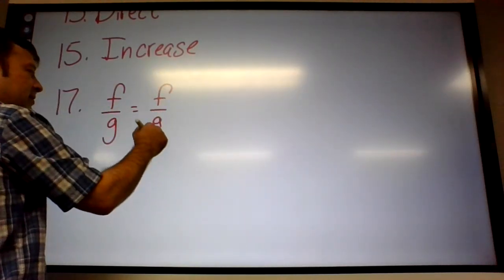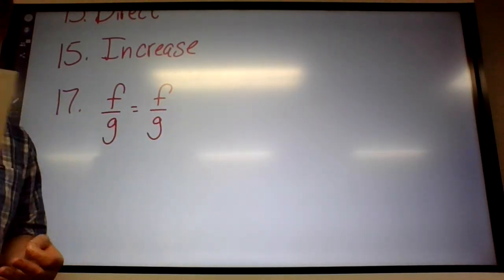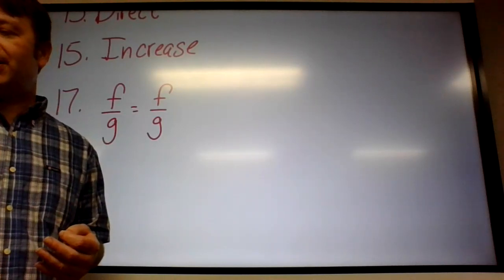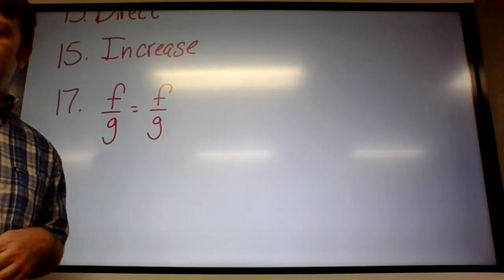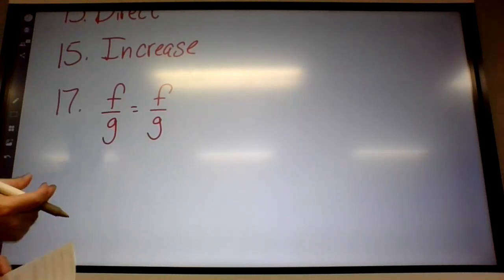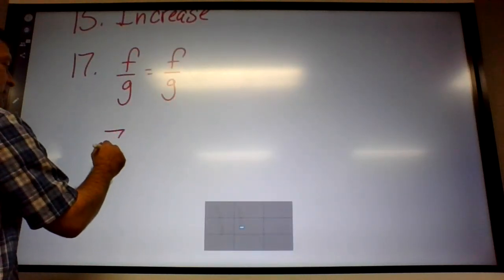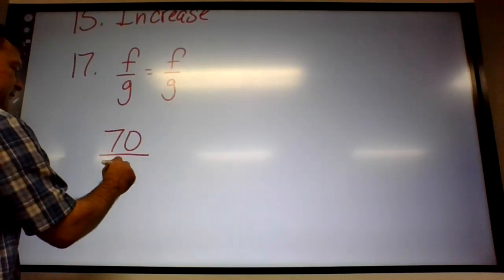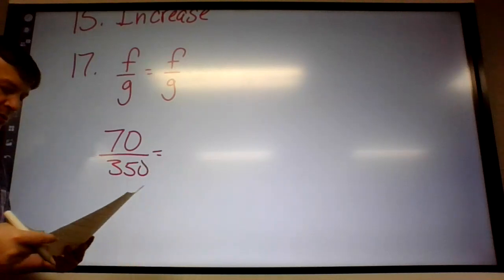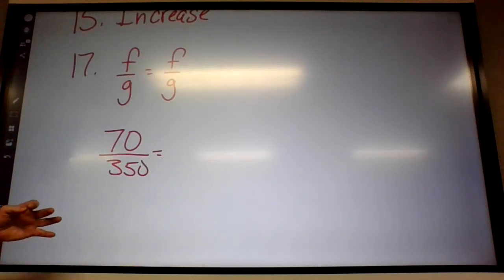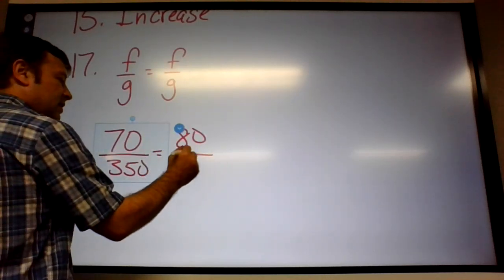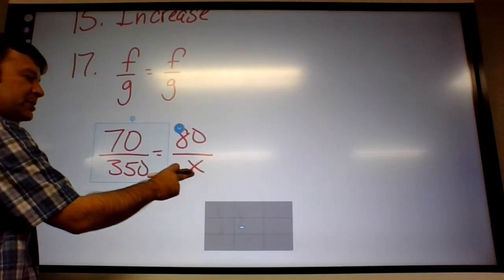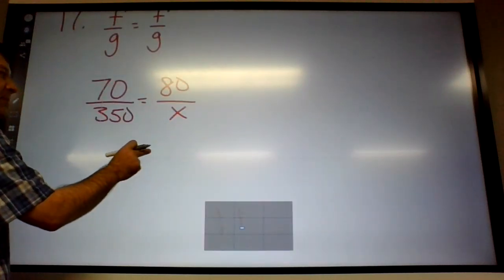What did they give us? Pulse rate and milliliters of blood: 70, 350, and 80. It's 70 over 350, because 70 goes with 350. Should the 80 beats per minute go on top or on bottom? Top, across from the 70 beats per minute. And they want to know X, how much blood you are pumping at 80 beats per minute.